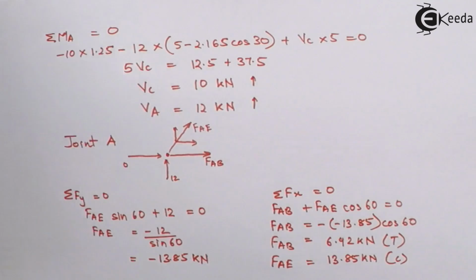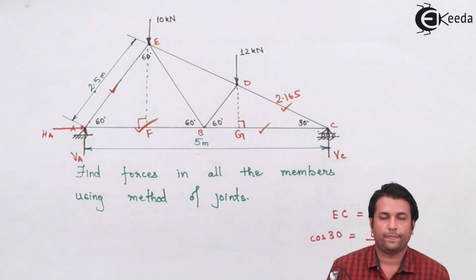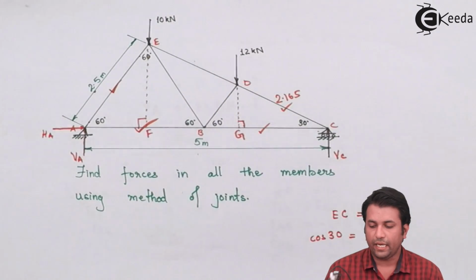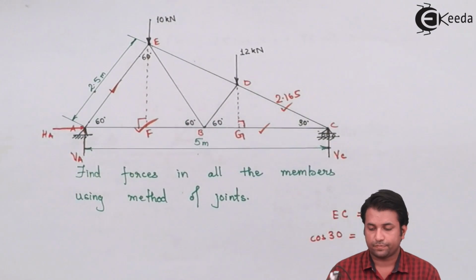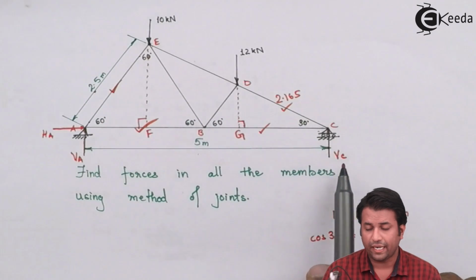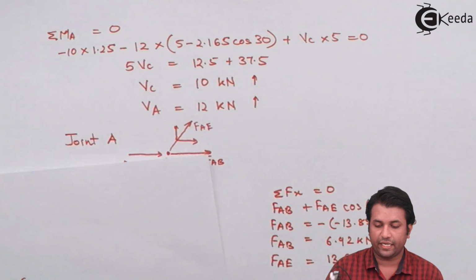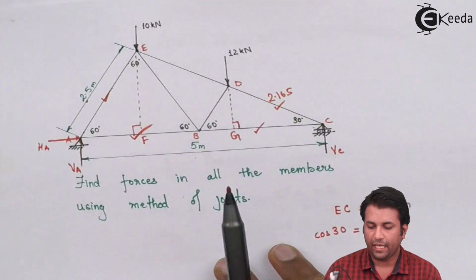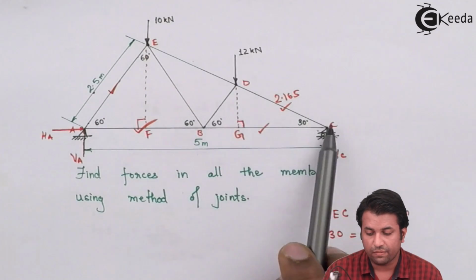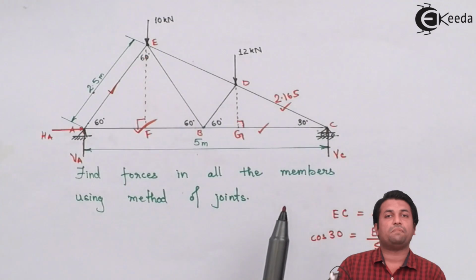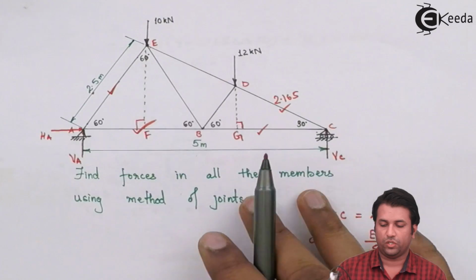Now once I have done that, that means I have got the force in the members AE and AB. Now I can move on to the next joint, say joint C. If I take joint C, what happens in that case? I know this force, that is the reaction force VC, that happens to be 10 kilonewtons. We have already calculated that. Then the force in the member BC is an unknown force. Similarly, the force in the member CD is again unknown. So again, I'm having two unknown forces. I can easily apply the condition of equilibrium and find out the forces.